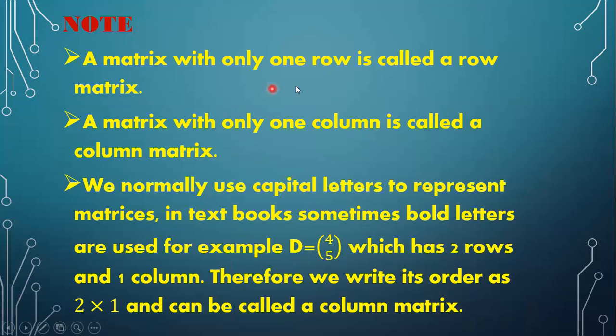A matrix with only 1 row is what we call a row matrix. Then if a matrix has 1 column, we call it a column matrix. So we always use capital letters to represent matrices. For example, you can see this D is capital. In some textbooks, they use bolded letters, but for us, we shall use capital letters when representing a matrix.